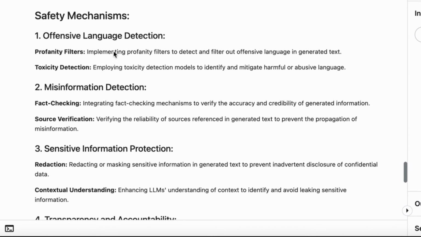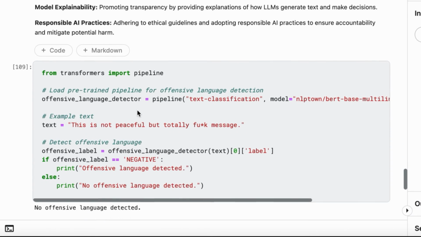These three kinds of frameworks are also added to the model's generated text, so that before that text goes to the customer, it can be evaluated on these frameworks, to make sure it does not have any kind of offensive text, any kind of misinformation, and any kind of sensitive information.